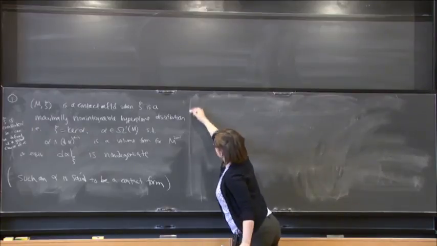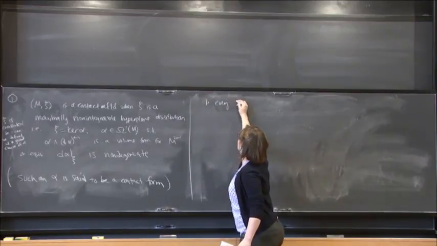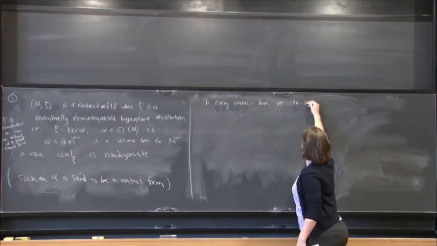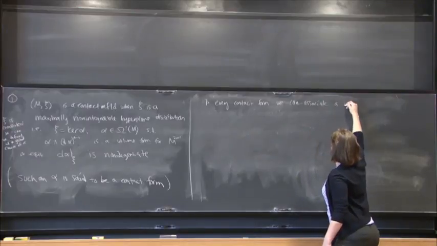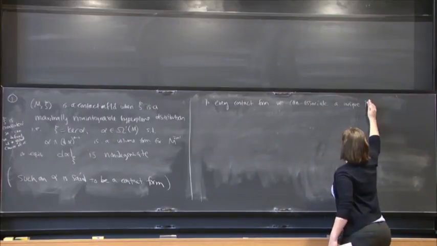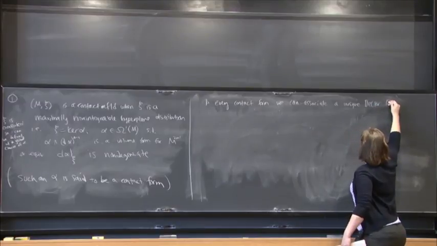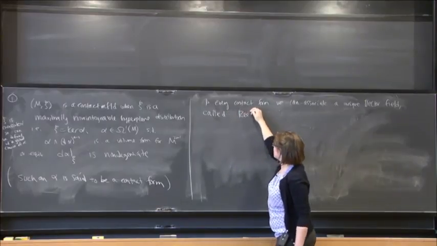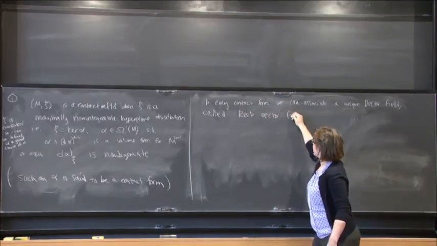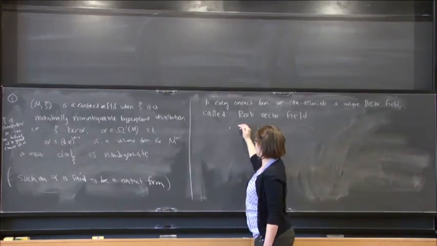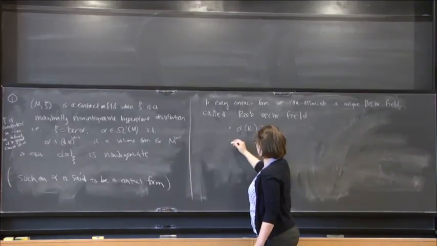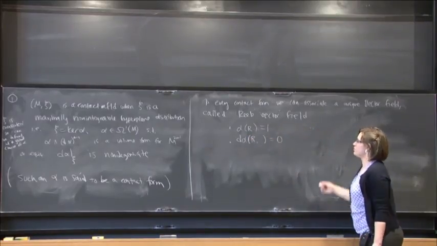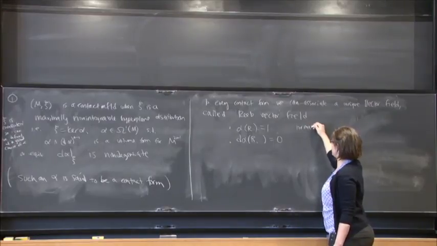All right, and then to every contact form we can associate a unique vector field, which is called the Reeb vector field. Okay, and the Reeb vector field R is defined by you want alpha of R to be equal to 1, and you want d alpha of R to be equal to 0. So this alpha of R equals 1, you can think of as some sort of a normalization.